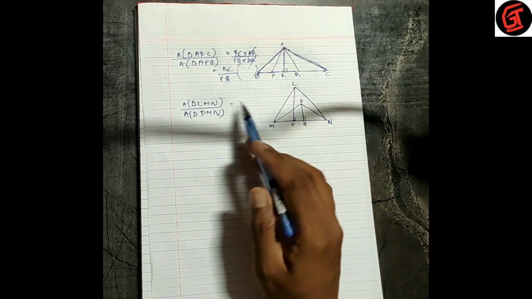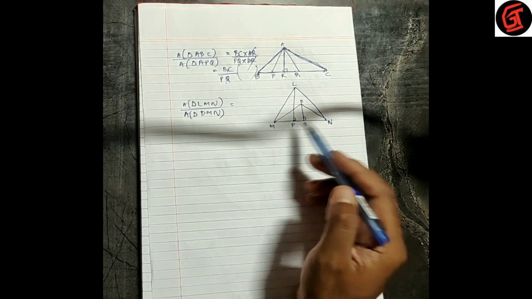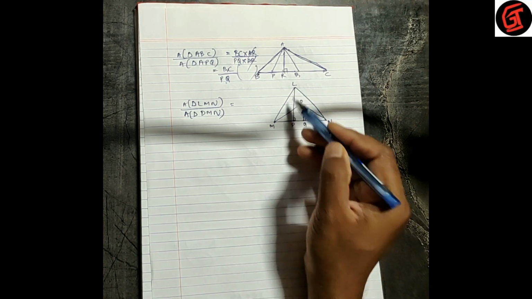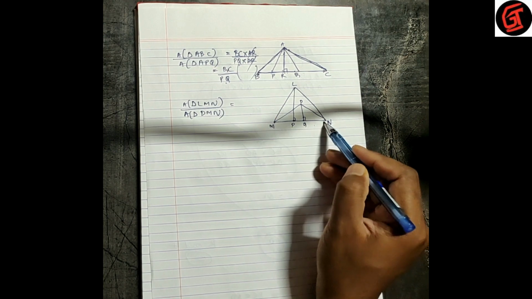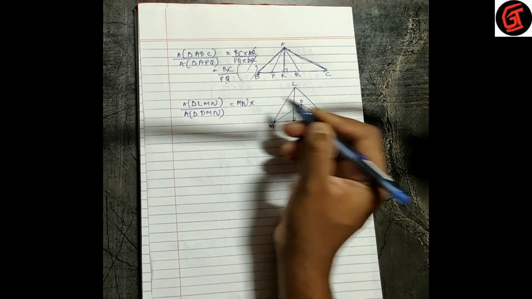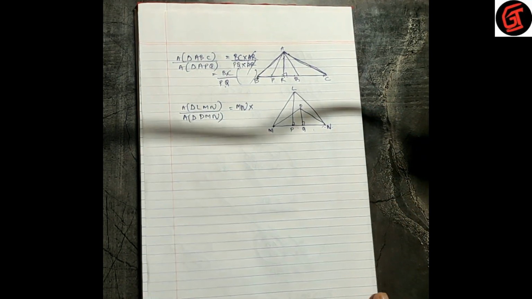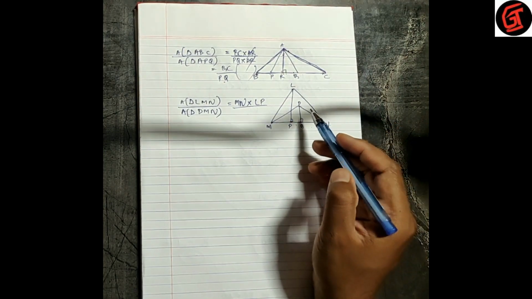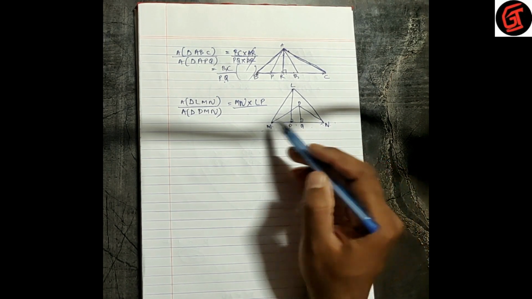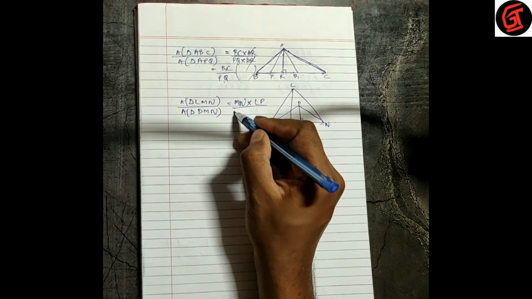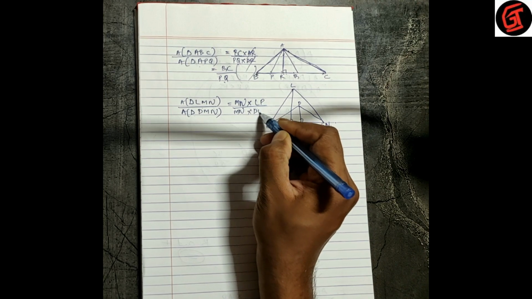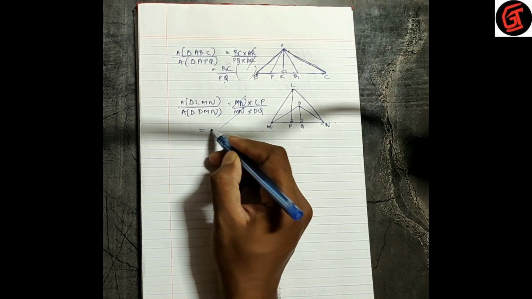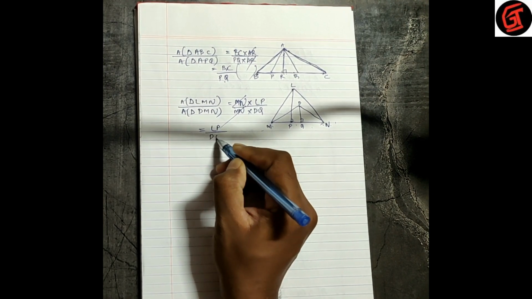Now let's take another example. If you see here, there is triangle LMN and we have to find the ratio of its area upon area of triangle DMN. LMN, what is the base and height? Base is MN, height is LP. You see, this is the height LP. Upon DMN, base is MN and height is DQ. So here what gets cancelled? MN and MN. So this is equal to LP upon DQ.